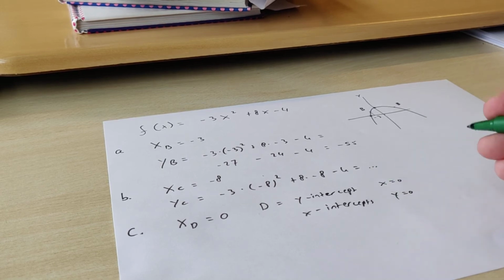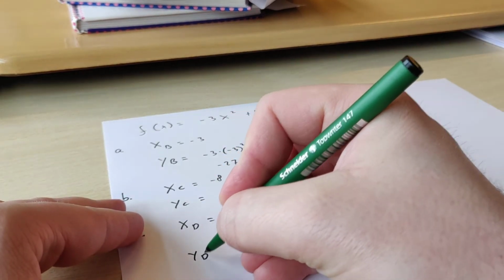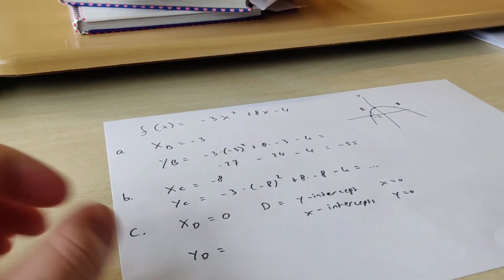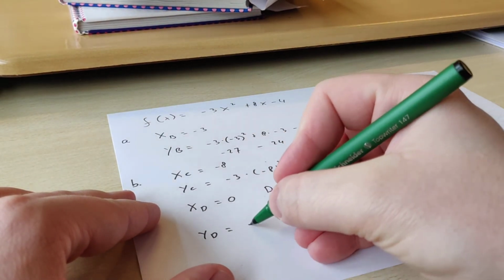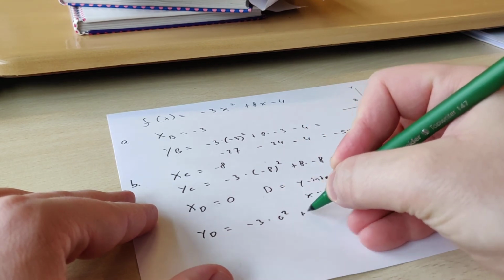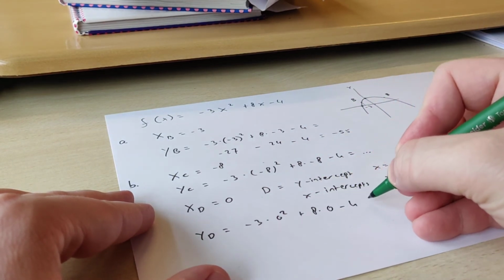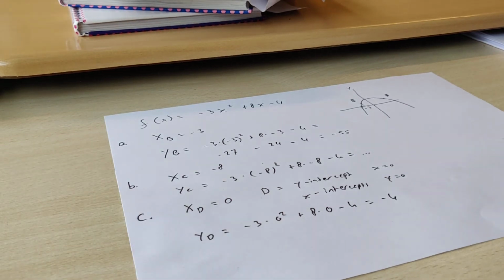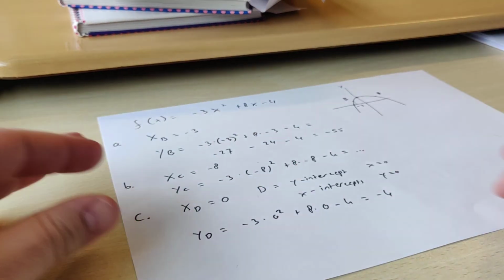So a bit of a useless question. But we need to calculate yD. So if you know the x is going to be 0, you're going to fill it in. So then you have minus 3 times 0 squared plus 8 times 0 minus 4. It's going to be minus 4. So that's the answer for C. And then we're going to do exercise D.